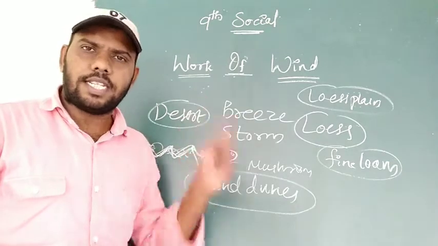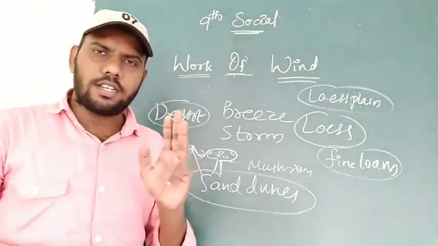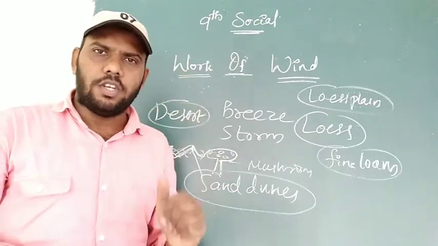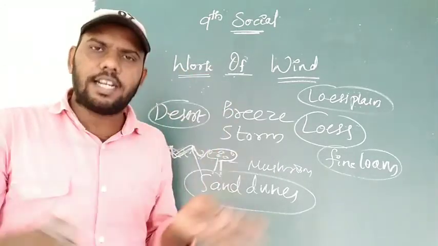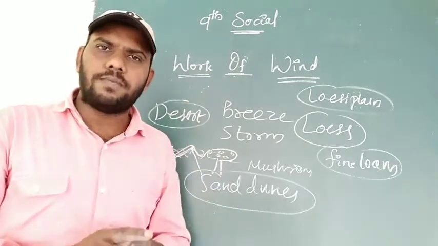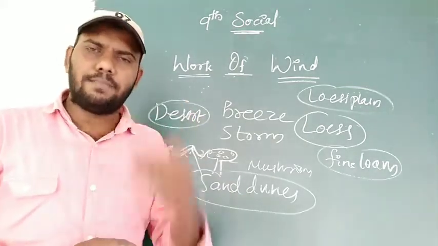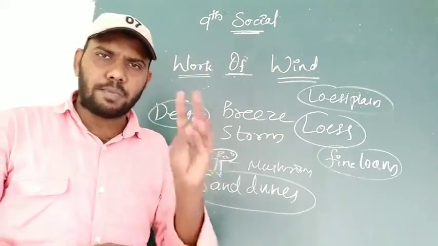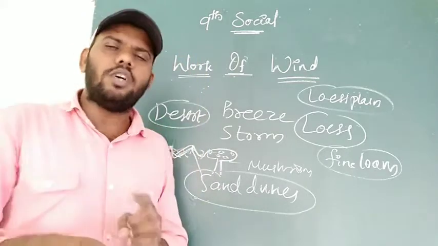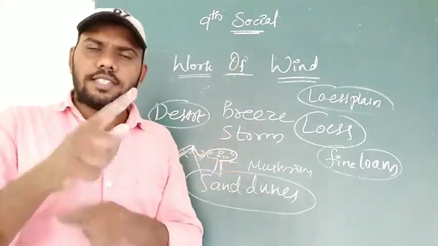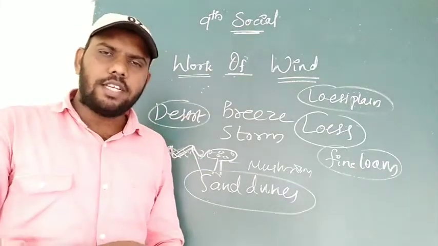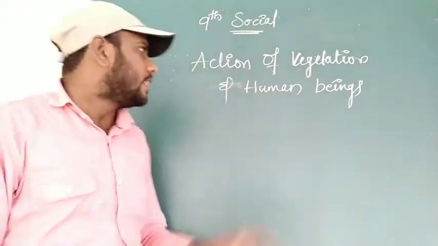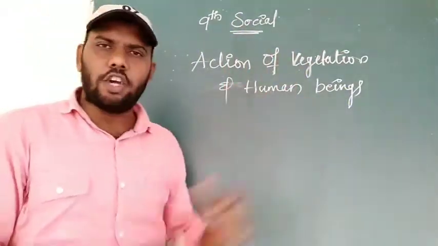So till now we have completed the work of water, work of glaciers, work of waves, and work of winds. These are not the only things that change the surface of the landforms. Other agents, human beings, animals, plants, are also responsible for changes in the surface of the earth. So let's look at the last topic of our lesson, that is action of vegetation and human beings.